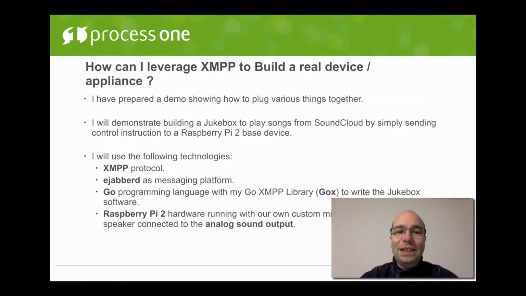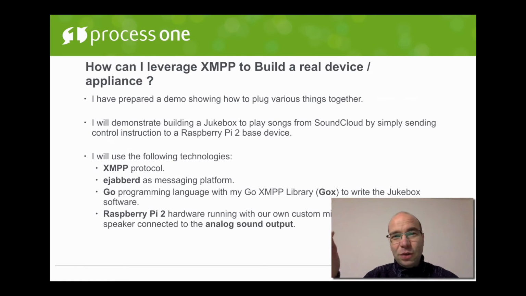So now we will get into a more concrete, hands-on experiment. To demonstrate how you can leverage XMPP to build a real device, a real appliance, I've prepared a demo showing how to plug various things together. My demo is about building a jukebox whose purpose is to play songs from Soundcloud by sending control instructions over XMPP, and the XMPP client will be running on a Raspberry Pi device.